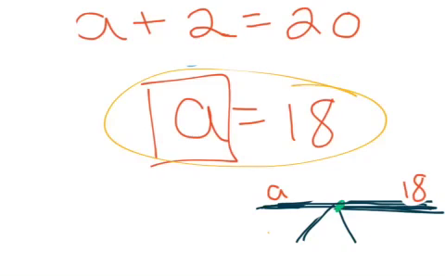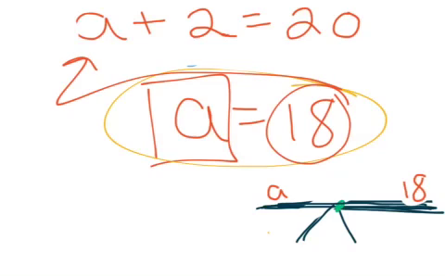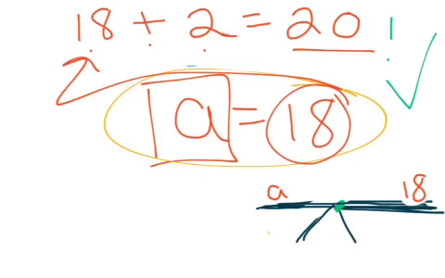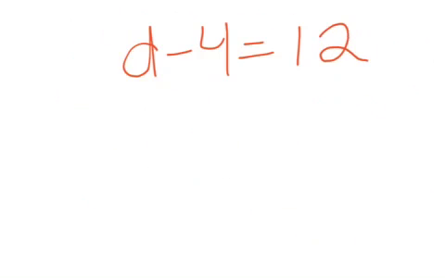I'm going to plug my answer back into my original problem to see if it makes sense. So when I replace a with 18, I ask myself, does 18 plus 2 equal 20? And the answer is yes. You've checked your work and done an awesome job. Let's try a subtraction problem. D minus 4 equals 12.